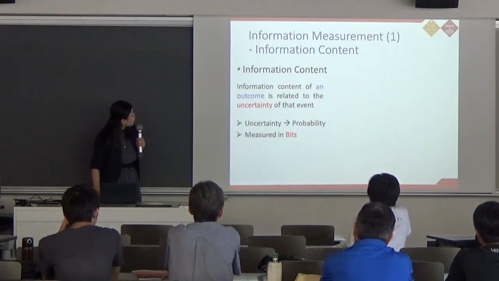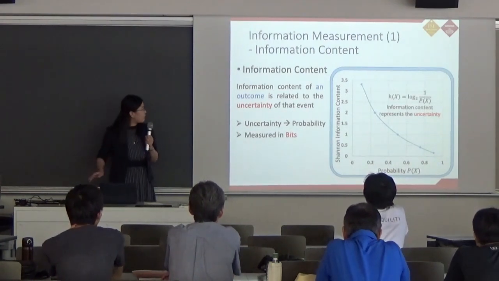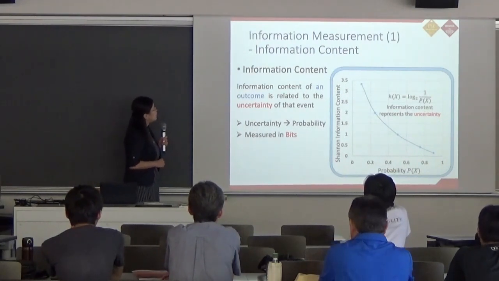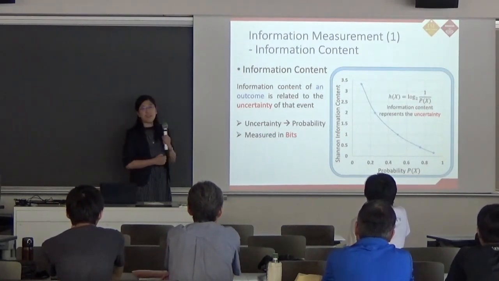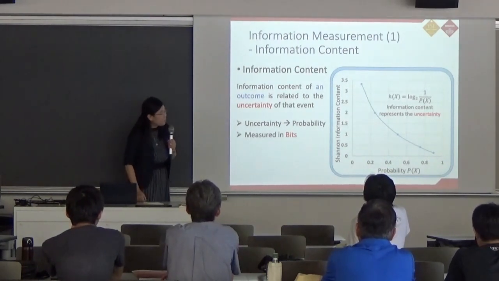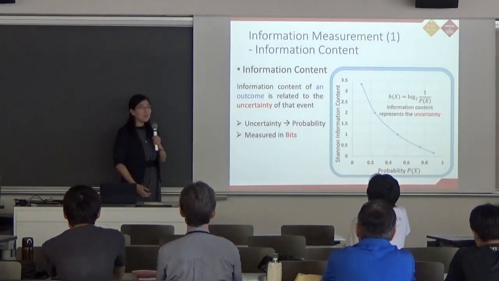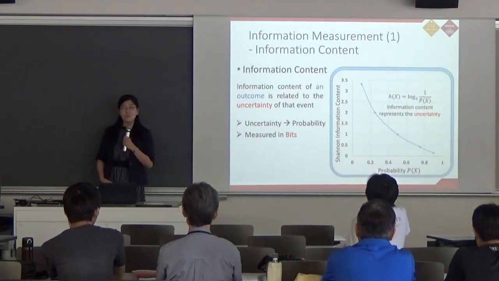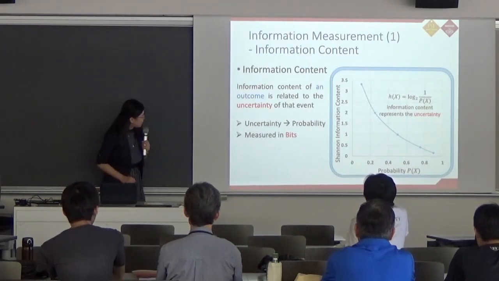Then we name it information contents, just like for sunny or raining. Given a specific outcome, we can always quantify the information contents for that outcome, which is related to the uncertainty of the event. Intuitively, probability is a kind of uncertainty. The higher the probability, the lower the uncertainty. So uncertainty can be considered as the reverse of the probability. That is how we associate it with uncertainty.